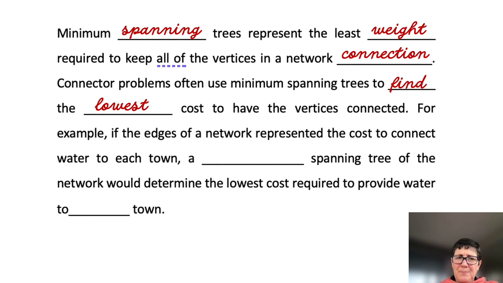For example, if the edges of a network represented the cost to connect water to each town, a minimum spanning tree of the network would determine the lowest cost required to provide water to each town. So we're really looking at using minimum spanning trees to save money in businesses.